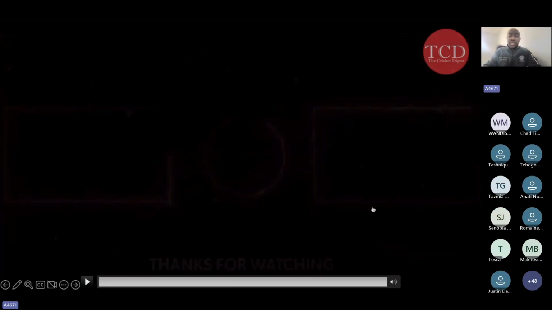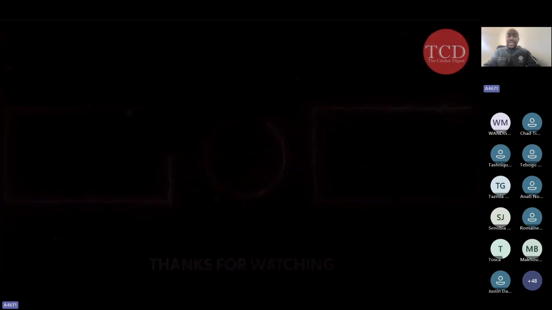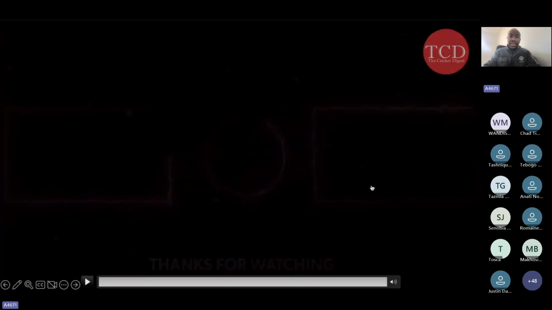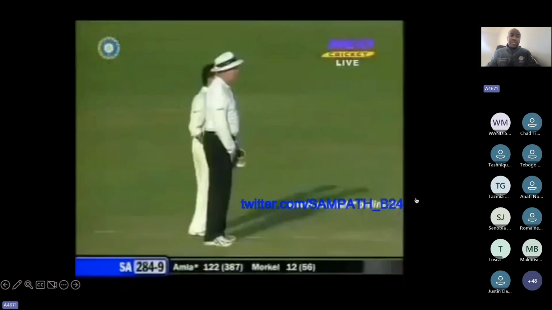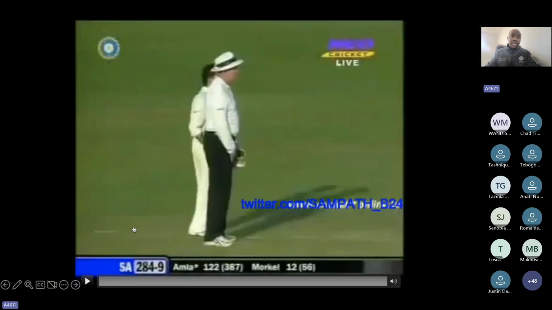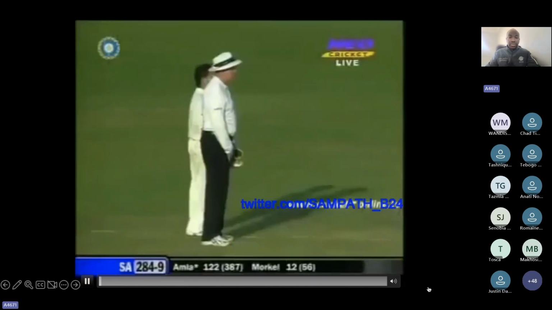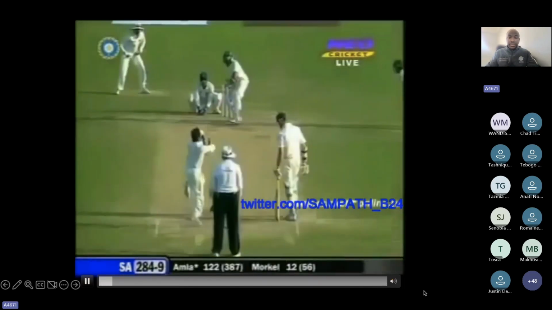So that was an example of an overthrow leading to a boundary. Now let's have a look at an example of a willful act by a fielder resulting in a boundary. Started at 15:39.